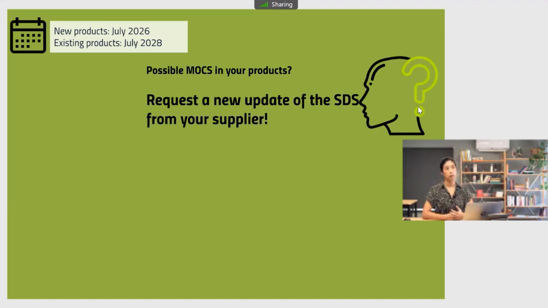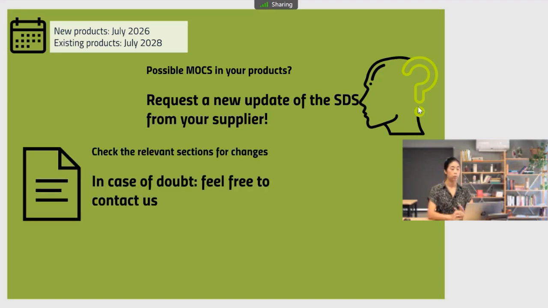So if there's a possibility, or you know that there are MOCS in your products, or maybe if you don't know and you want to make sure, then it's good to request a new update of the SDS from your supplier. And when you receive them, check the relevant sections for changes, as I just mentioned in the former sheet on where to look in the SDS. It can be quite technical. So in case of any doubt, you can always contact us and we can help you with this.